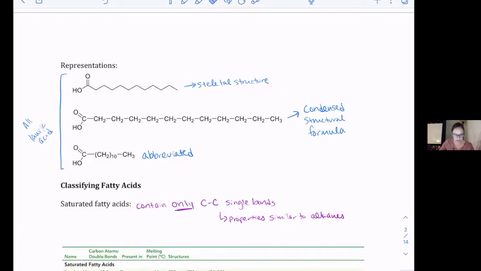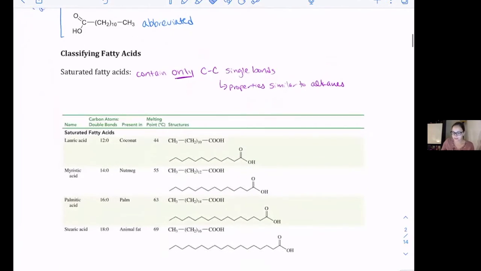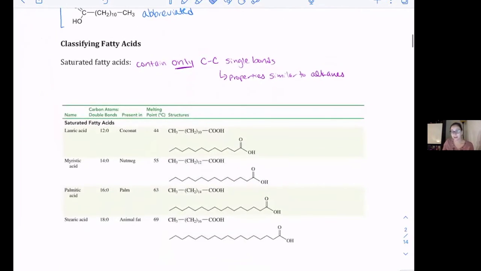Okay, so real quick, we'll talk about classifying fatty acids as well. The first class of fatty acids are saturated fatty acids, which contain only carbon-carbon single bonds. We've talked about saturated hydrocarbons before, so this is very similar. We're just going to have a carboxylic acid at the end. Overall, their properties are fairly similar to alkanes, especially those hydrophobic ends.